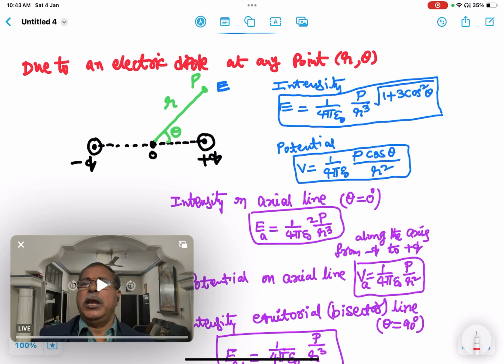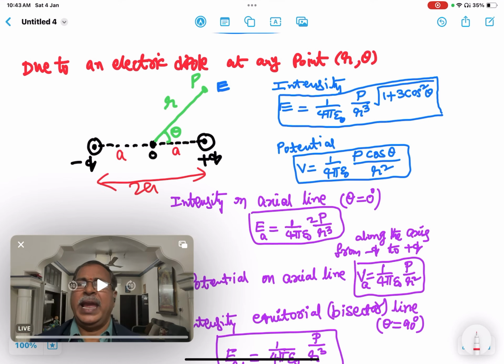Intensity at any point at a distance r and angle theta from the center of the dipole. A dipole is a combination of negative and positive, equal and unlike charges separated by the distance 2A. This is the distance 2A between the two charges, and from the center to either charge is A. Now the intensity at point P is 1 by 4 pi epsilon naught, P by R cube, into under root of 1 plus 3 cos square theta. My dear students, what is P here?